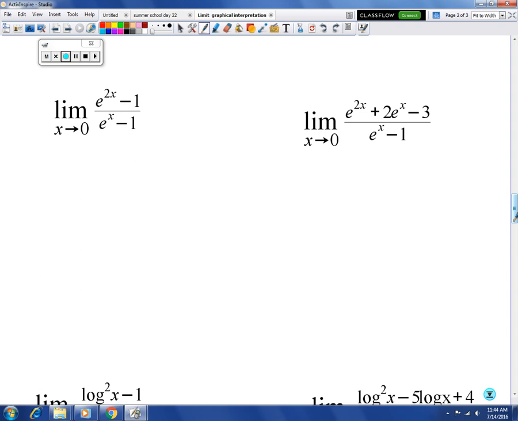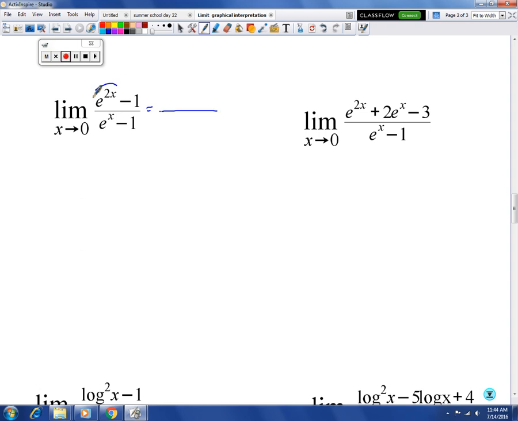Let's substitute 0. e to the 0, and of course anything to the 0 power is a 1. So e to the 0 is a 1, so I would get a 1 minus 1 in the denominator. That's a 0. And when I plug 0 up here behind the 2, 2 times 0 is still 0, so I have another e to the 0 minus 1, and that's another 1 minus 1. So I have a 0 over 0.